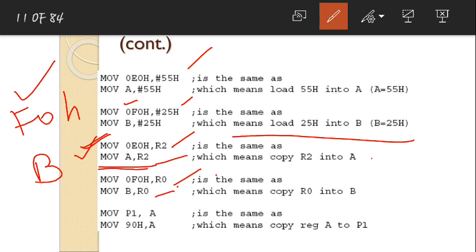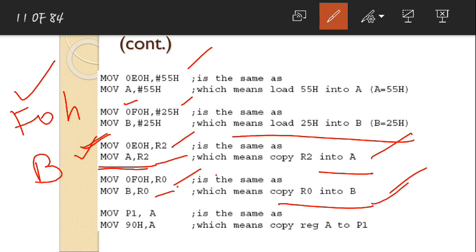So same way, I am trying to copy the values of R2 into A, and here also I am trying to copy the content present in R0 into B. Okay, now next example we will see.